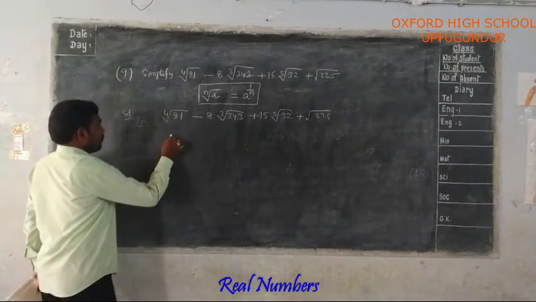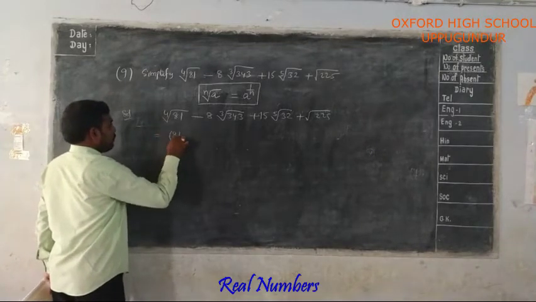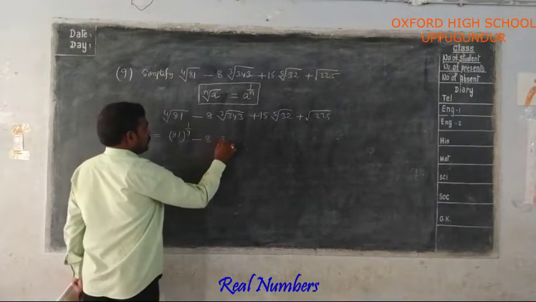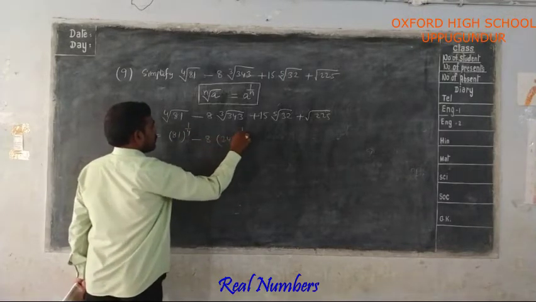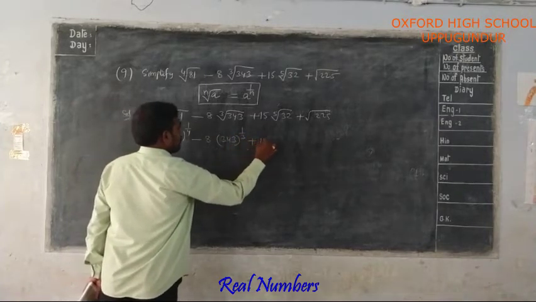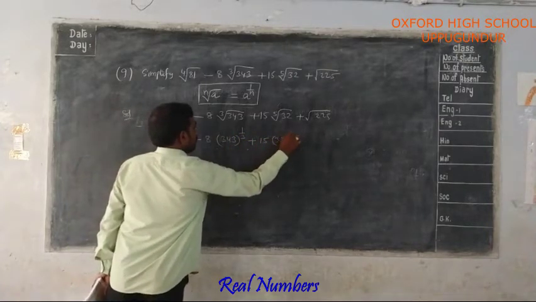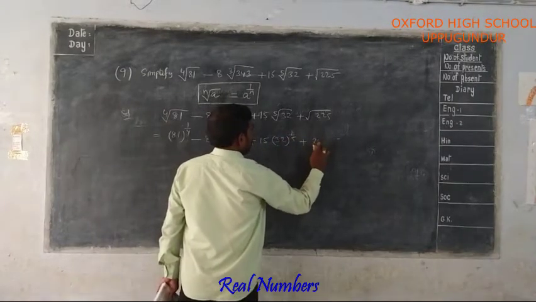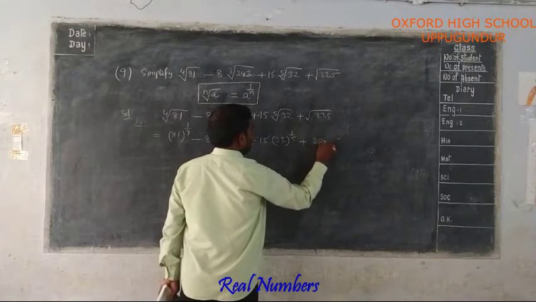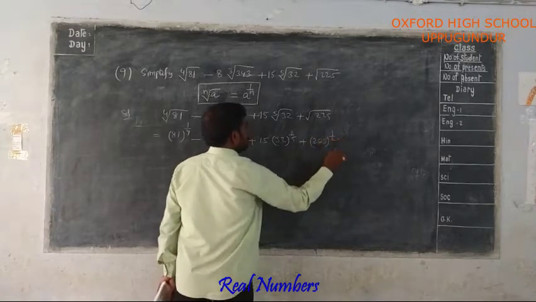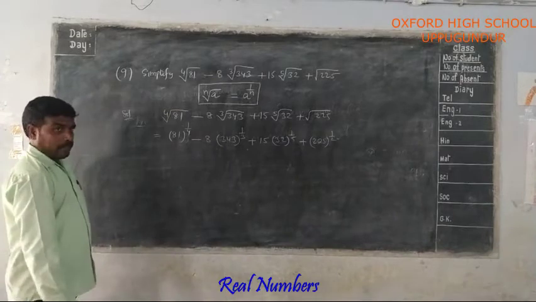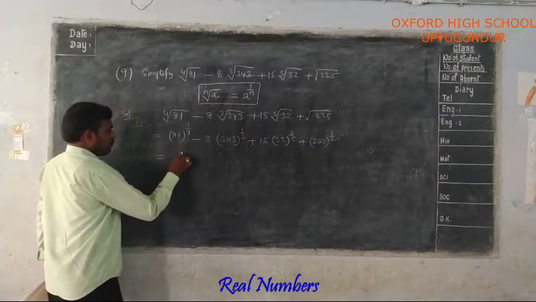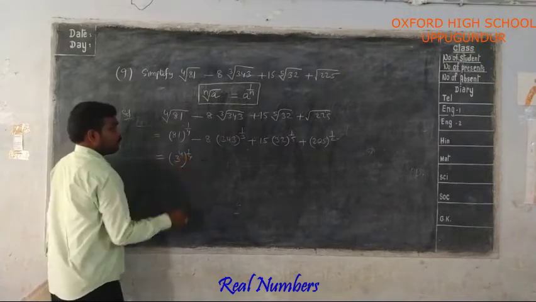So fourth root 81 you can write as 81 power 1 by 4, minus 8 into 343 power 1 by 3, plus 15 into 32 power 1 by 5, plus 225. Square root of 225 means you can write 225 whole power 1 by 2. Now we have to write the prime factorization of all these. So 81 you can write as 3 power 4 whole power 1 by 4.